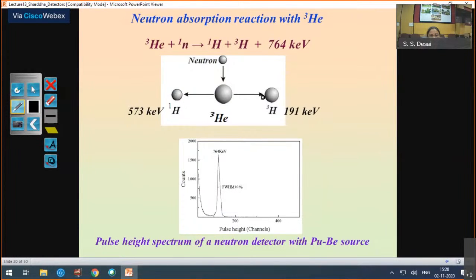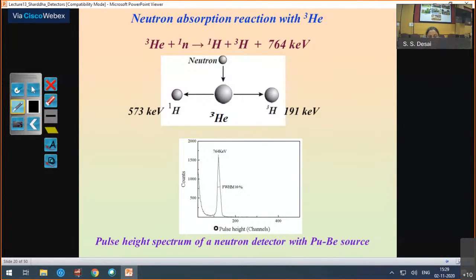So this proton and triton are released in the gas, and these are what ionize our gas medium. The charge pairs or ion pairs which are created are not due to the direct neutron, but through the energetic proton and triton released in the gas medium. These ion pairs, as I told you before, drift towards the anode and create a pulse.